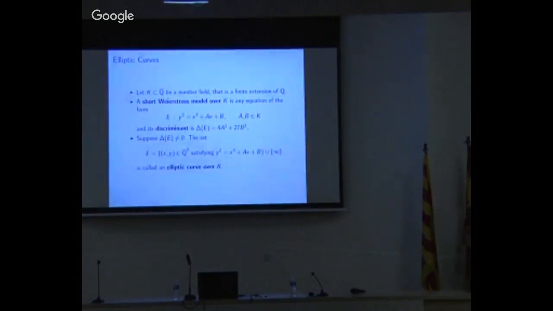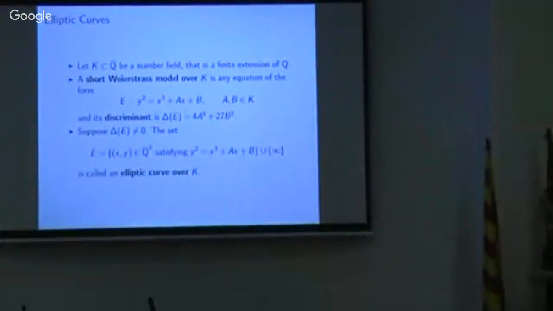In this case, we also consider the following set. So we consider the points with algebraic numbers as coordinates, x and y, that satisfy the equation above. And together to this set, we will add a point at infinity. So this is what we call an elliptic curve over K. Basically, an elliptic curve is an equation of this type with a discriminant which is non-zero. And then we consider its points.